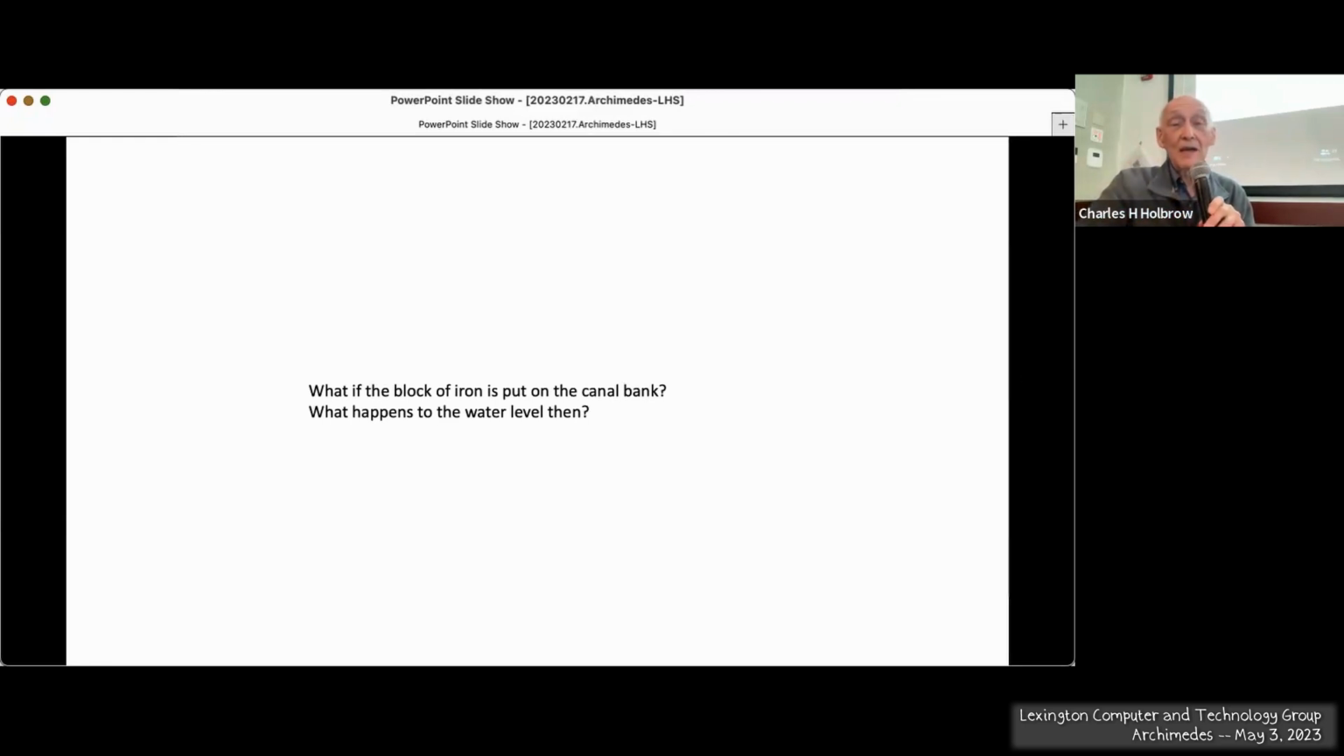All right, I just put this question up. Instead of throwing the block into the canal, what happens if you put it out on the bank? Got a different version of the barge and canal problem.